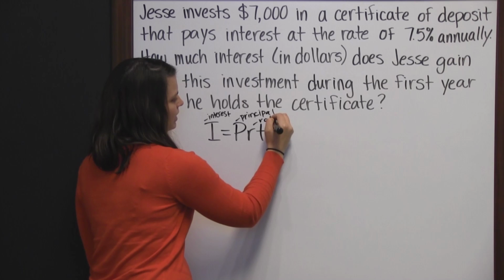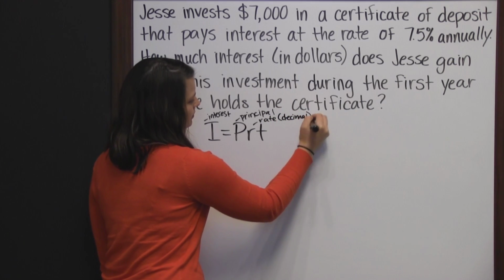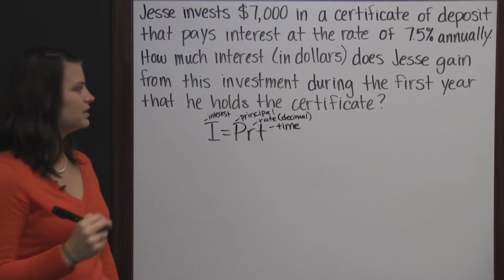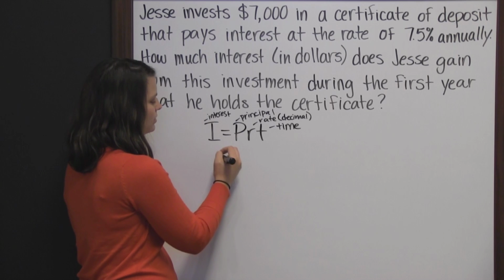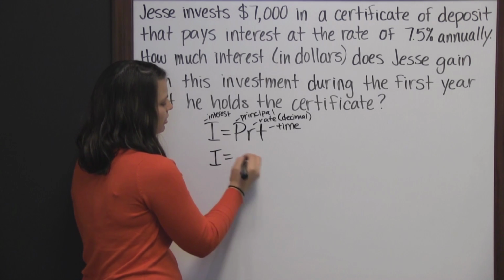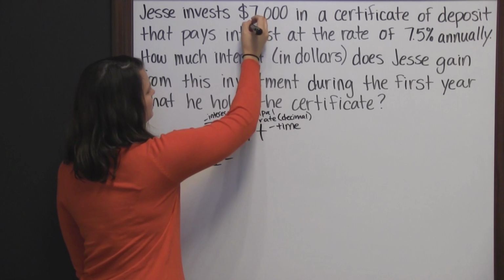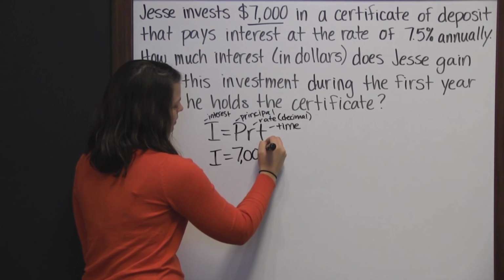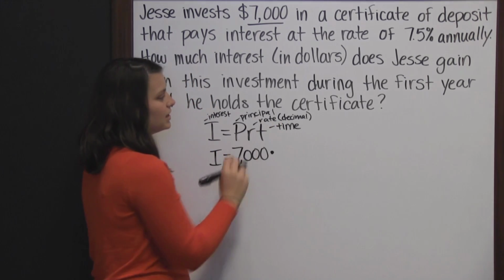R is the rate as a decimal. And the T is the time. So we're going to take our information from our problem and plug it in. So our amount of interest is equal to the principal, $7,000, times the rate as a decimal again.